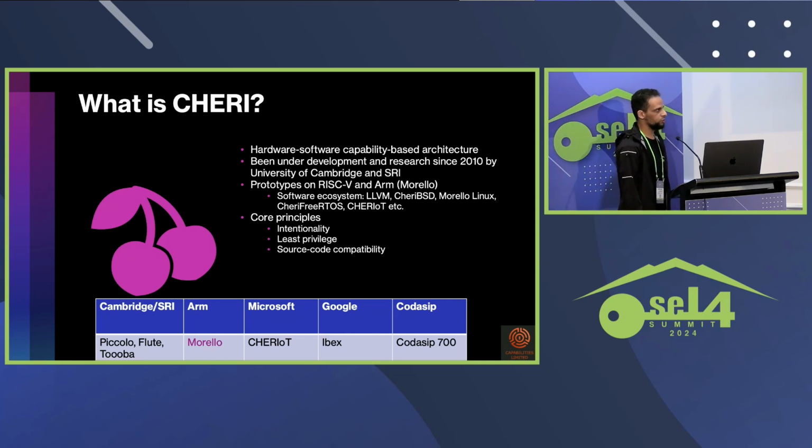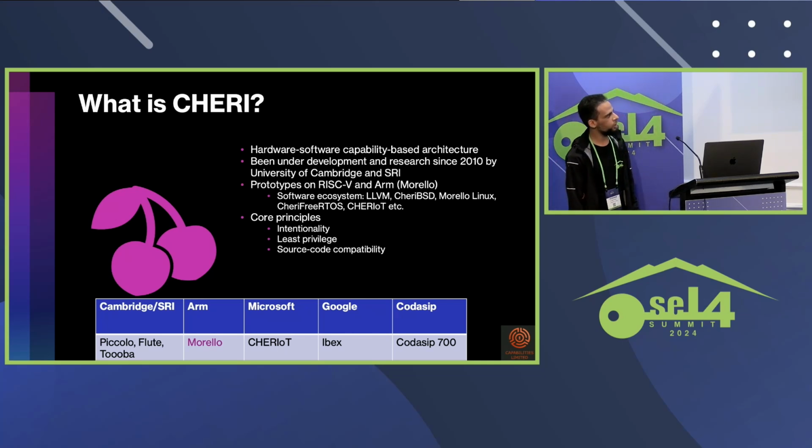There are different prototypes in terms of hardware and processors. This table includes which companies are releasing what processors. From Cambridge and SRI, we have 3 main soft cores that can run on FPGA. Piccolo and Flute are mainly targeting embedded systems. They do have an MMU, but are ARM32 kind of systems. Toooba is an application-level processor. It's an out-of-order one, so it's on the same bar as Morello.